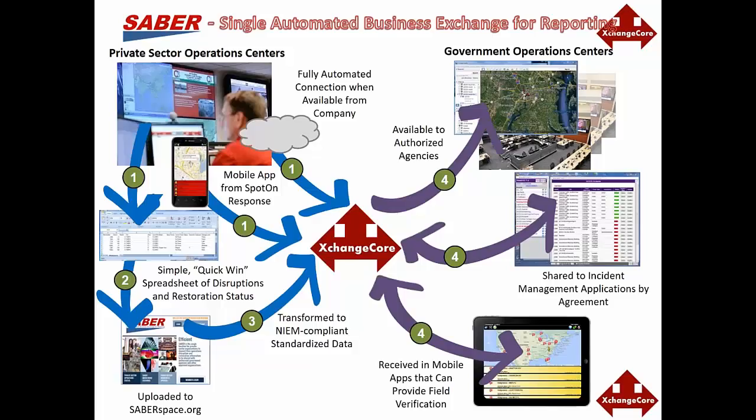Taking private sector information, whether it's on a mobile app, whether it's through a simple spreadsheet, or whether it's a fully automated connection as we have from Walmart and are about to get from another organization. So it's continuously available information. XchangeCore does all of its thing to transform that information from all the different formats into the NEEM compliant standardized data, and then provide that information out either in one-way flows to organizations or to things like common operating pictures, or two-way flows out to incident management software or to mobile applications.